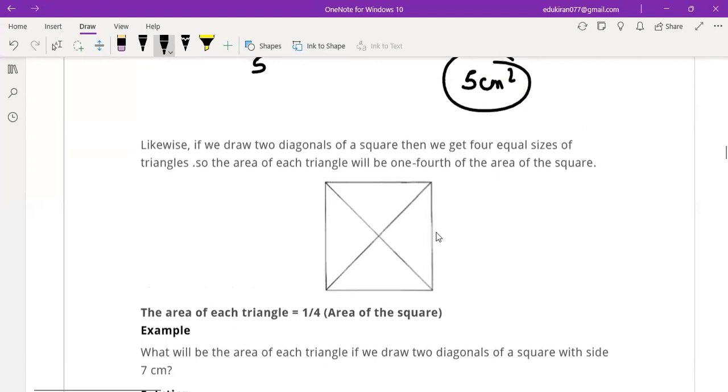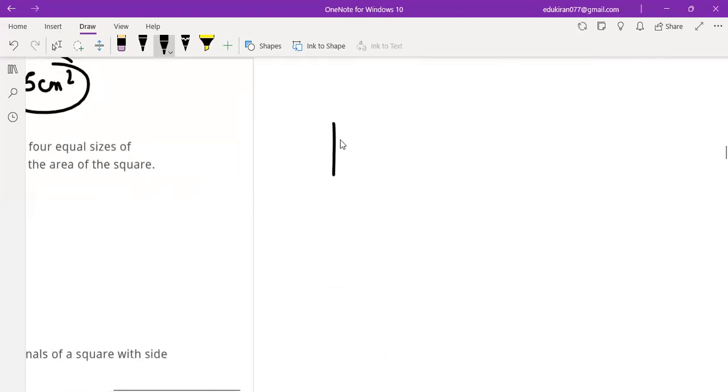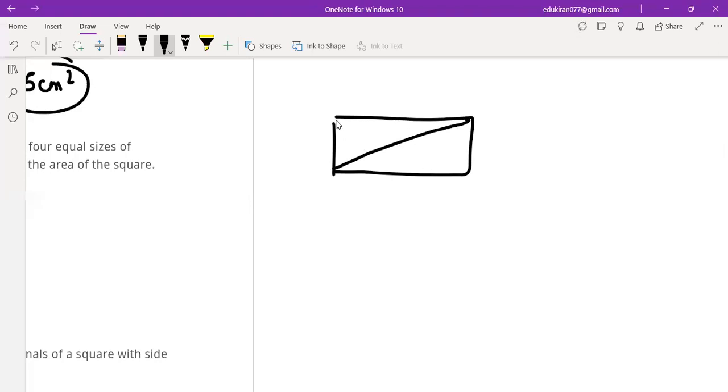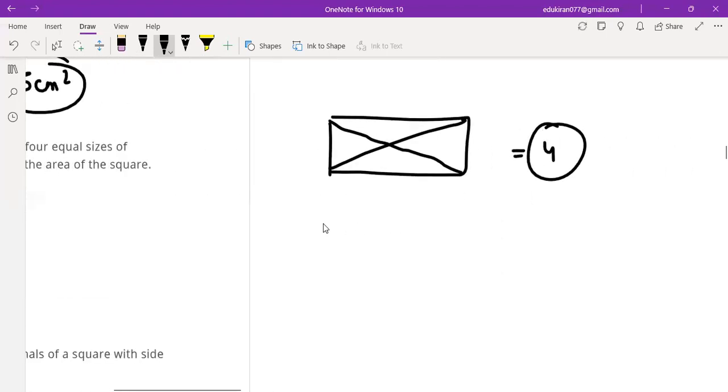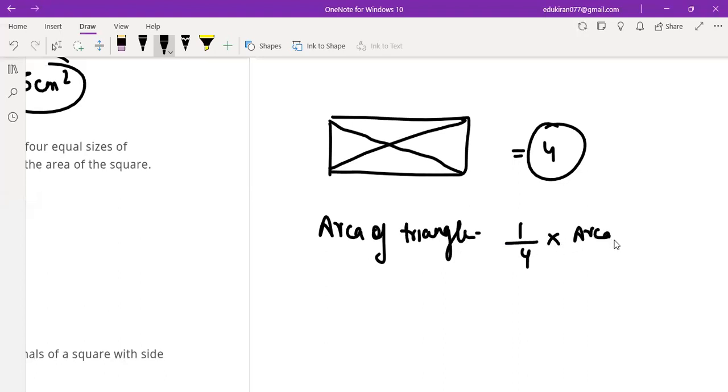Over here, see. Now I told you, for example, this is a rectangle. If I divide it, it will be in 2 parts. But I can divide it like this as well. Now how many triangles are there? 4. So at that time, what will be the formula? The area of a triangle would be 1 upon 4 multiplied by the area of the rectangle.